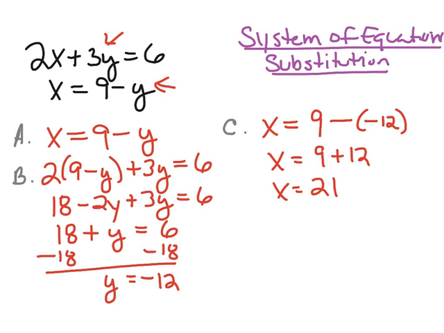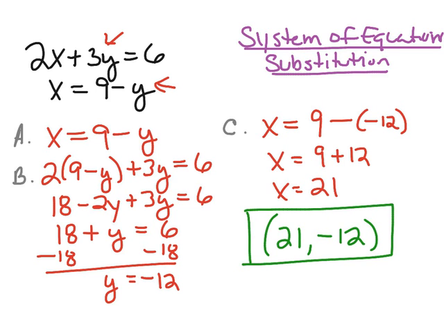At this point, I know both x and y. Therefore, I'm going to write my answer as an ordered pair. And that ordered pair would be 21, negative 12. Notice the x value comes first, then the y value. So the solution to our system is the ordered pair 21, negative 12.